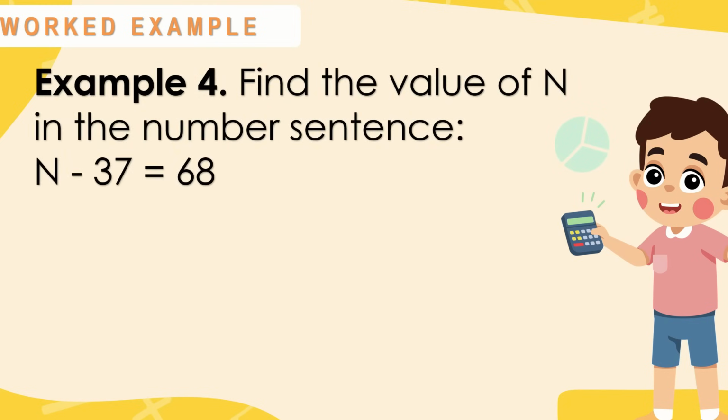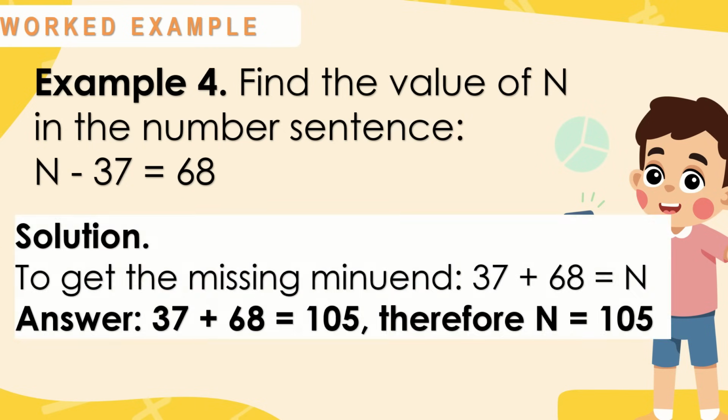Example 4. Find the value of n in the number sentence. n minus 37 equals 68. Solution. To get the missing minuend, 37 plus 68 equals n. Answer, 37 plus 68 equals 105. Therefore, n equals 105.